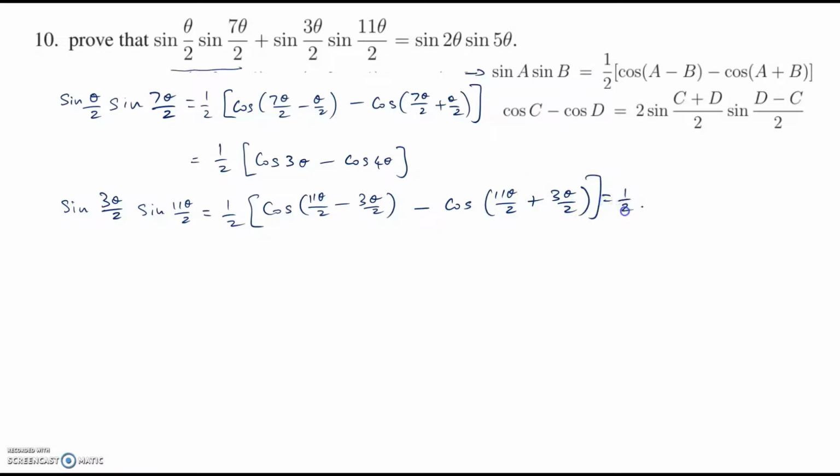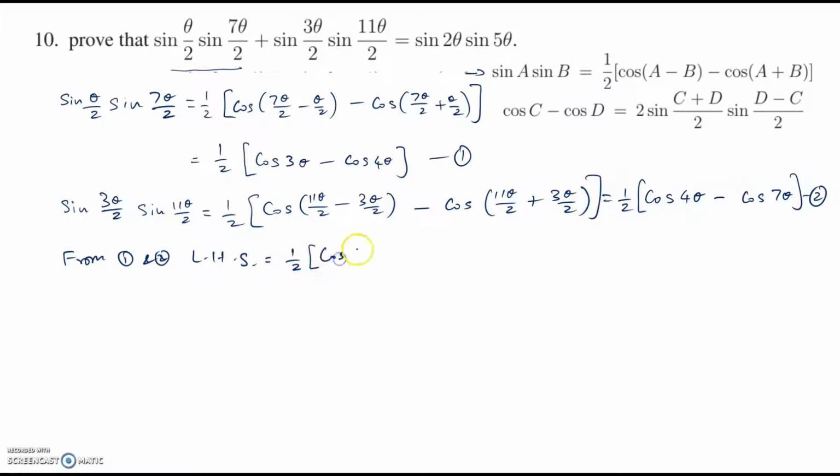That's equal to half of cos 8 theta by 2, which would be equal to cos 4 theta minus cos 7 theta. Let this be 1 and let this be 2. So from 1 and 2, our left hand side is equal to half of cos 3 theta minus cos 4 theta plus half of cos 4 theta minus cos 7 theta.